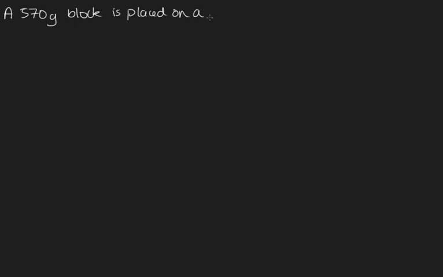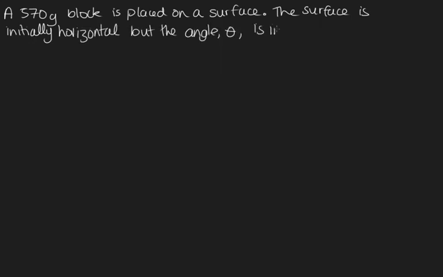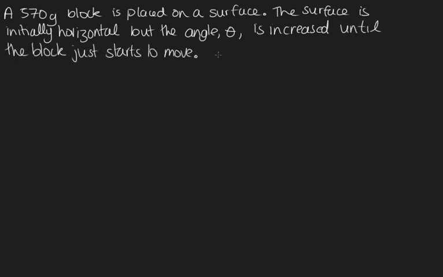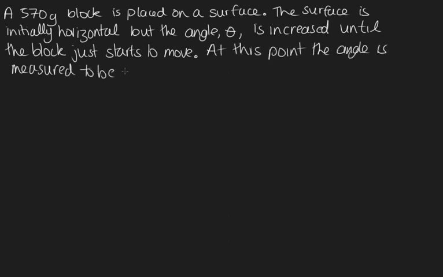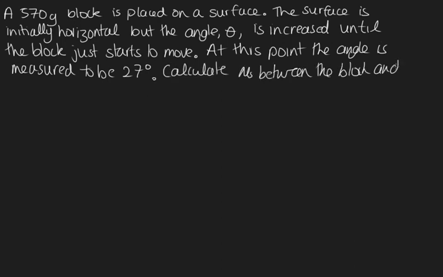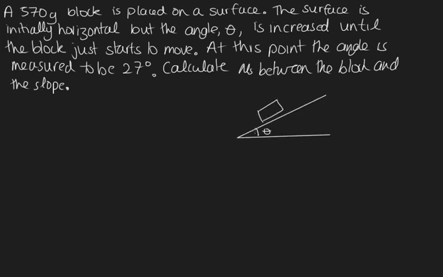So the question is, a 570 gram block is placed on a surface. The surface is initially horizontal, but the angle theta is increased until the block just starts to move. At this point, the angle is measured to be 27 degrees. Calculate mu s, which is the coefficient of static friction, between the block and the slope. Here's the diagram showing the situation.